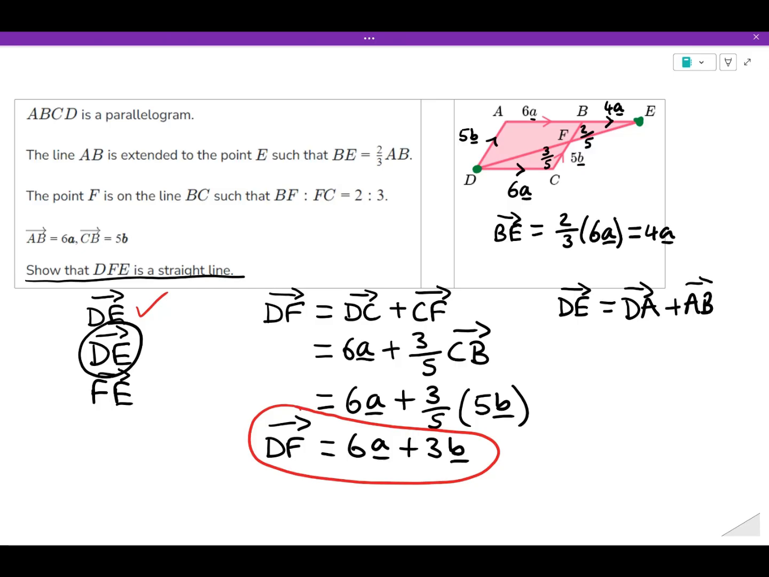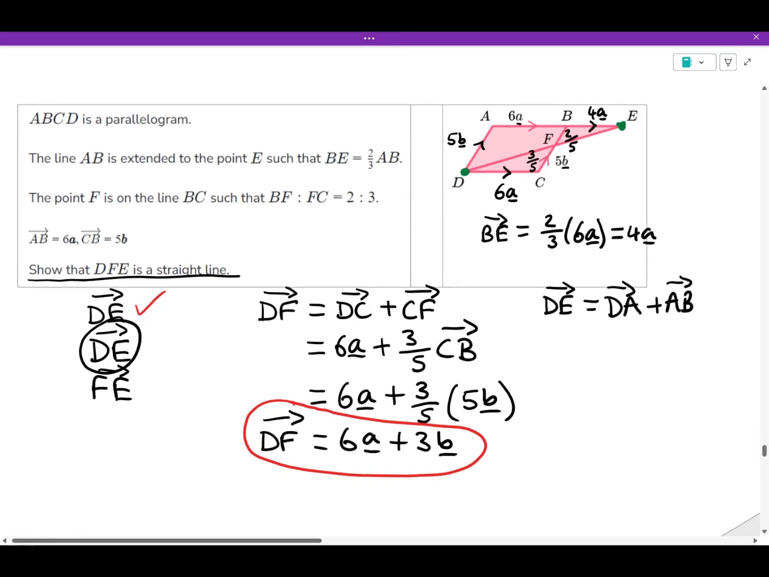And then once I'm at B, I can then get myself to E, so we're going to add on B to E as well. Now let's replace all of those vectors and write them in terms of A and B. So D to A is 5B, and we're going with the arrow, so we'll keep it as positive. Then A to B is 6A. Once again, it's with the arrow, so we'll keep it as positive. And then finally, B to E is 4A. So I'm going to add on 4A like that.